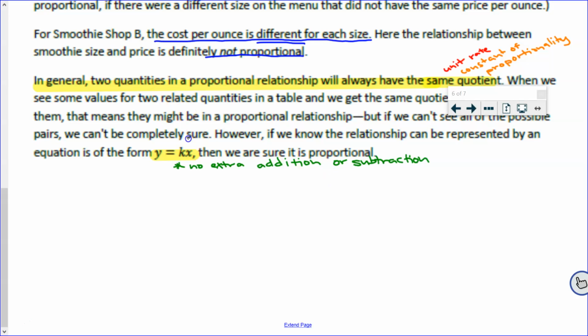If all we have is just this multiplication, then we're good. Just multiplying by the constant of proportionality, notice that I abbreviated there, then that's a good thing. And now it's time for our cool down.